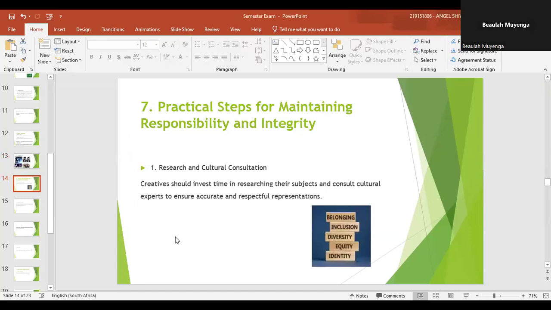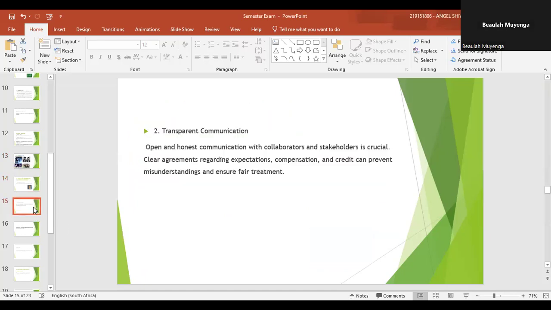So, practical steps for maintaining responsibility and integrity. Creatives should invest time in researching their subjects and consult cultural experts to ensure accurate and respectful representation. One of the things that Johnny Clegg did, he never really got into trouble for having misrepresented the Zulu culture. He did research on that, and he was able to do justice to it.